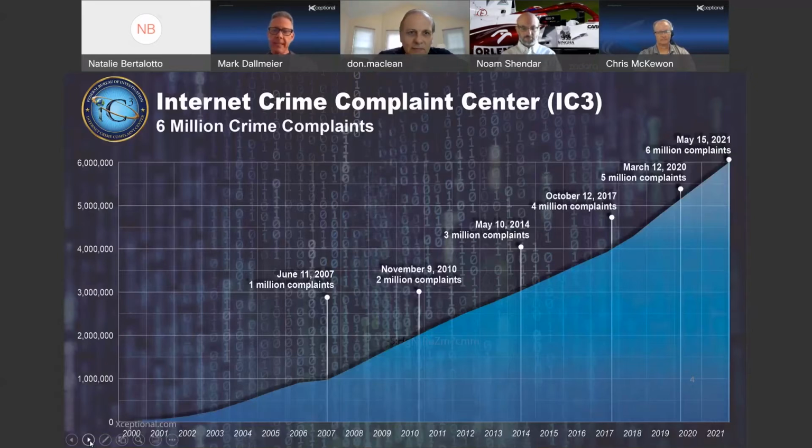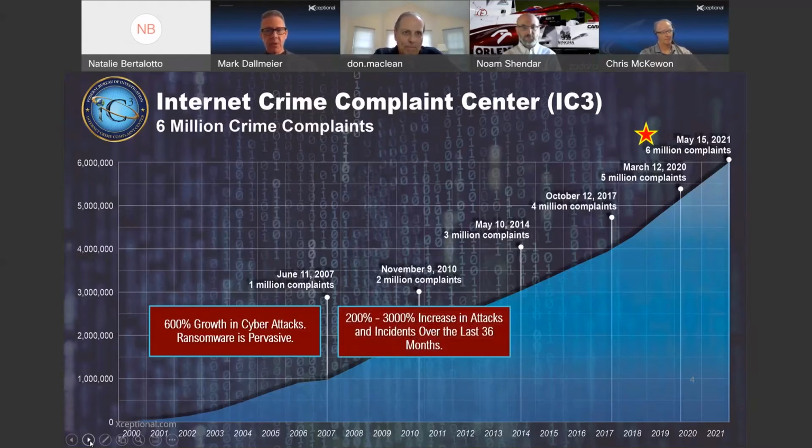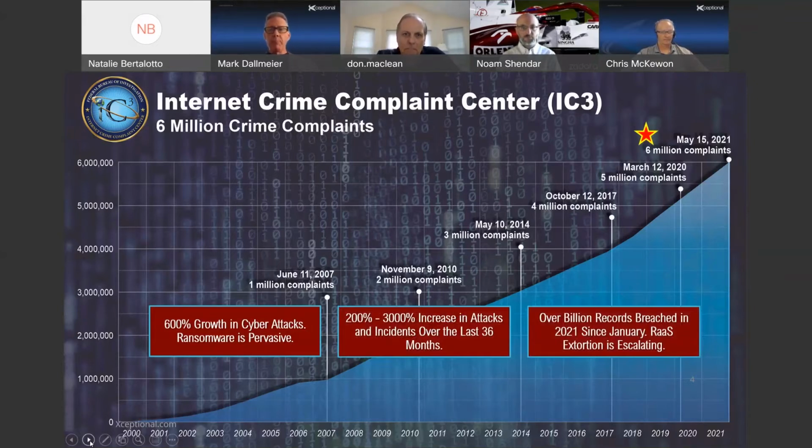This should be no surprise to anybody, but the federal government's reporting, over the last 12 to 18 months, significant growth in terms of data breaches, data incidents, and cybersecurity incidents that they're tracking. As of May 15th of this year, over 6 million complaints have been filed with the IC3. What's interesting is we've seen over 600% growth in cyber-related attacks. Ransomware has become a pervasive, aggressive, and negative disruptive force globally across all market sectors. Some industries, according to the Chubb Cybersecurity Index, have seen anywhere between 200% and 3,000% increases in cyber attacks and incidents over the last 36 months. Since January of this year, there have been over 1 billion records breached and lost and being sold on the dark web. And ransomware as a service and extortion is escalating.